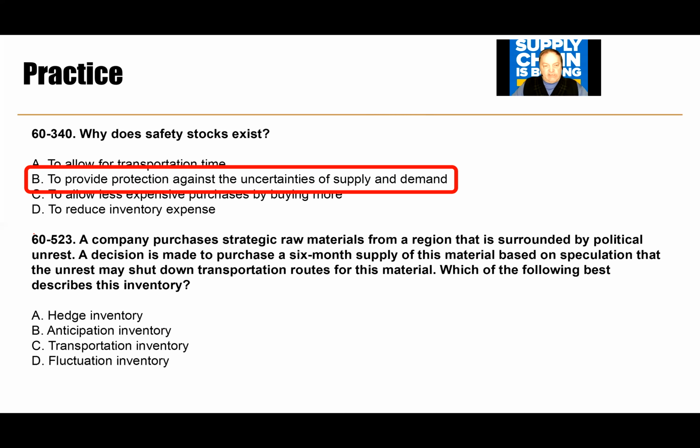And a more strategic question, 60-523. A company purchases strategic raw materials from a region that is surrounded by political unrest. So there's some uncertainty. A decision is made to purchase 6 months supply of its material based on speculation that the unrest may shut down transportation routes for this material. Which of the following best describes this inventory? Hedge, anticipation, transportation, or fluctuation? Best answer is hedge inventory. As you can see there, I circled speculation, and that pretty much outlines the definition of what's happening there.